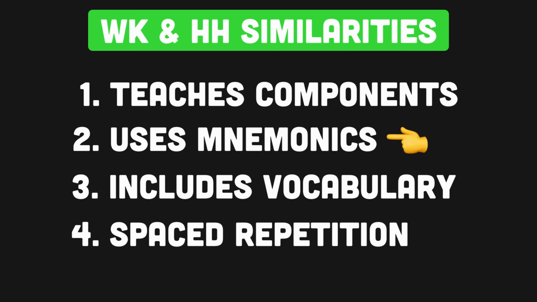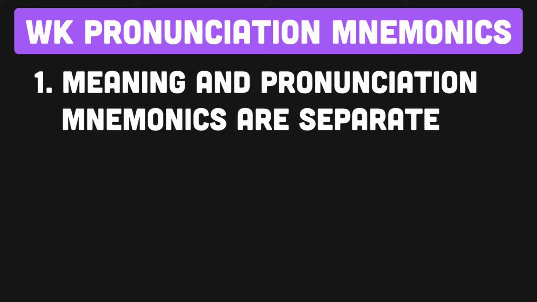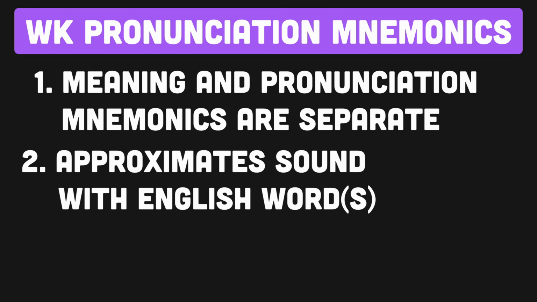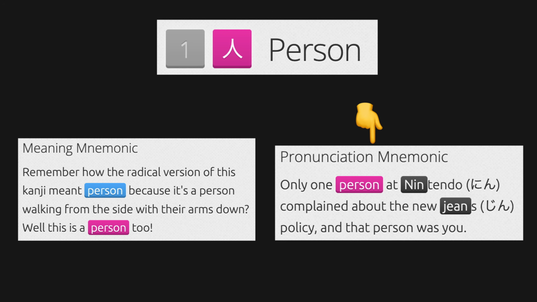While both applications use mnemonics for the meaning of the character in similar ways, they differ in the mnemonics used for pronunciation. For Wanikani, there is a separate pronunciation mnemonic that relies on English words of similar pronunciation to help the user remember the pronunciation. That pronunciation mnemonic may contain multiple pronunciation clues, because a kanji can have multiple possible pronunciations depending on context. Here is one example Wanikani pronunciation mnemonic, alongside its meaning mnemonic.